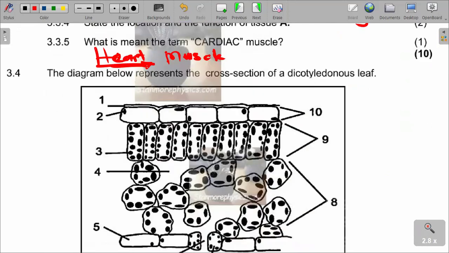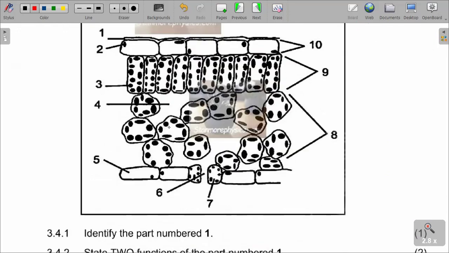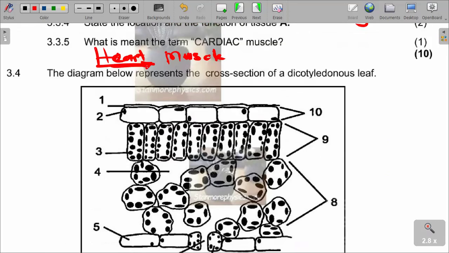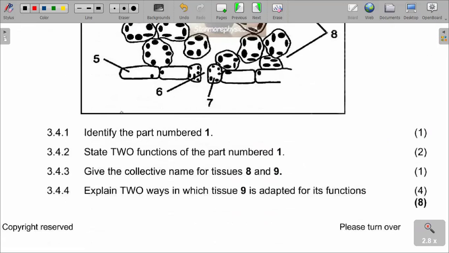And then we are given a cross-section through a dicotyledonous leaf, and we are supposed to identify part number one. One is the cuticle. Then state two functions of part number one, the waterproof cuticle.